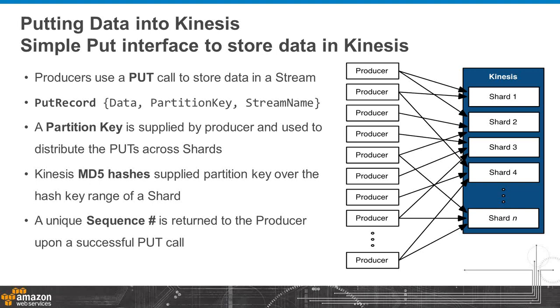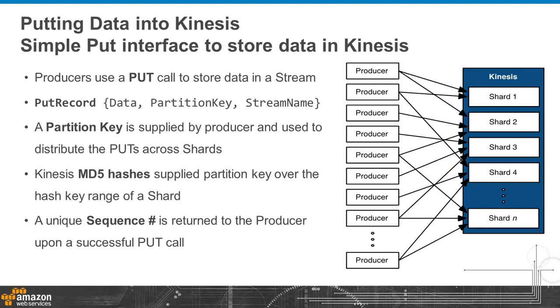The actual blob of data that needs to be put into Kinesis, the name of the stream to which the data is directed, and a partition key that is supplied by the developer, by the architect, and that the producer would include as part of the put record call. The partition key exists to distribute the puts across the shards in a stream.